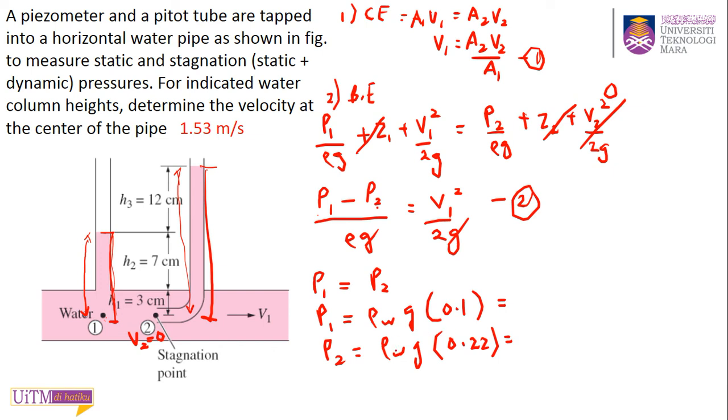P1 is rho water 1000 times 9.81 times 0.1. What's the value? 100 times 9.81, right? 981. Okay. And the second one, P2 is 1000 times 9.81 times 0.22. What's the value? 2158.2. Okay, so you have your P1 and P2.